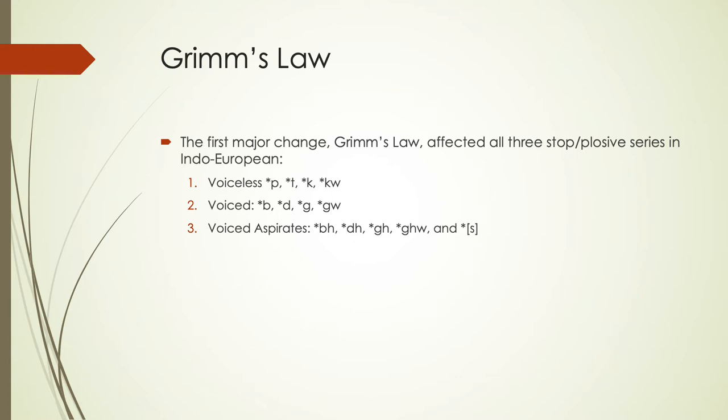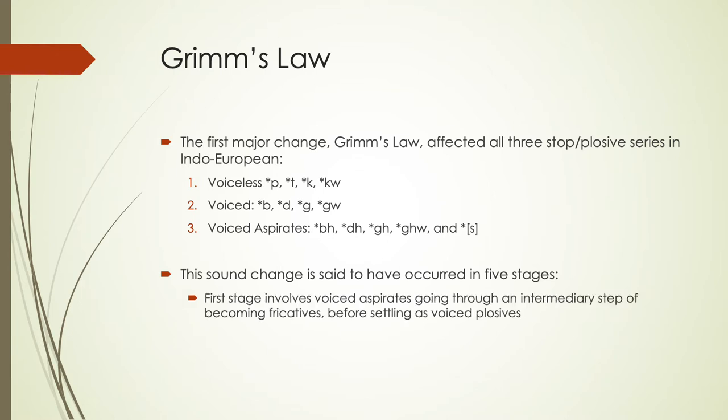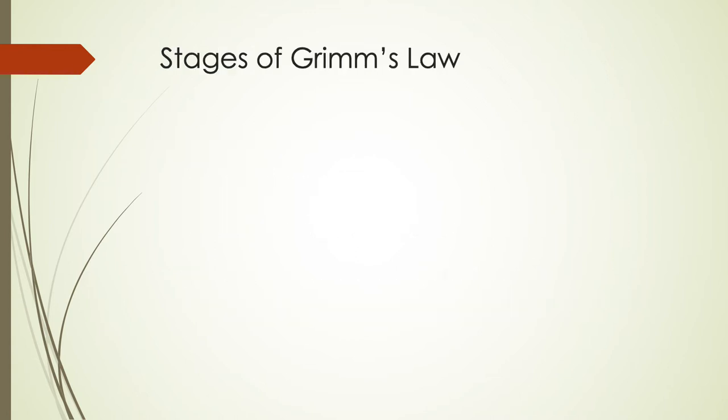And the sound change is said to have occurred in five major stages, and we'll go through each of those stages in just a moment, but it's important to note, first of all, that the first stage actually has two different aspects to it. So there's a first stage that involves the voiced aspirates, and then what those change to become a later stage of the development as well. So the changes affect some stages differently. And the ordering of this is also really important to keep in mind.